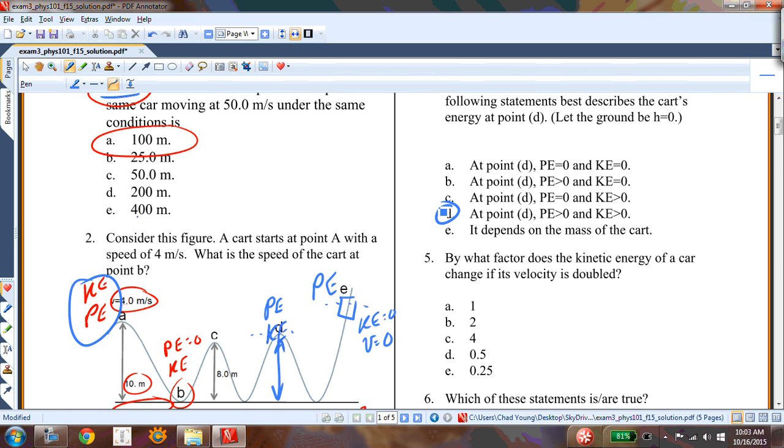By what factor does the kinetic energy of a car change if its velocity is doubled? 1/2 mv squared. If I double this, I get an overall factor of 4. This is the kinetic energy. So C is the right answer for number 5.